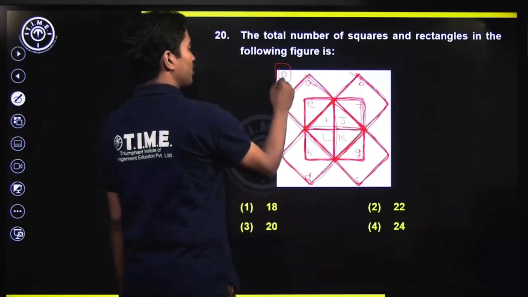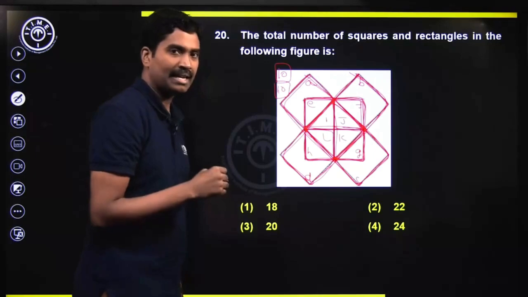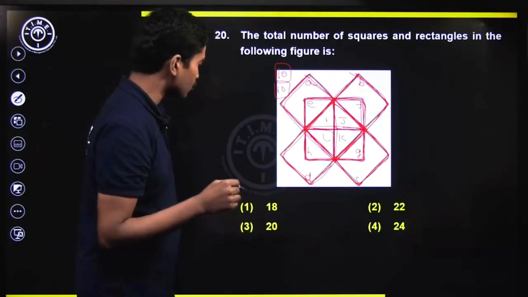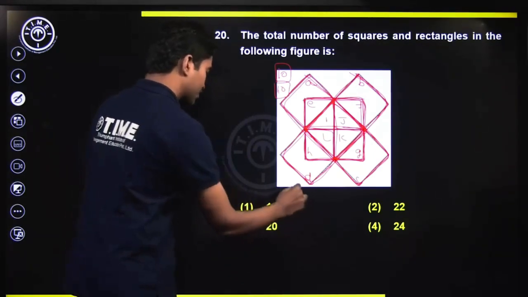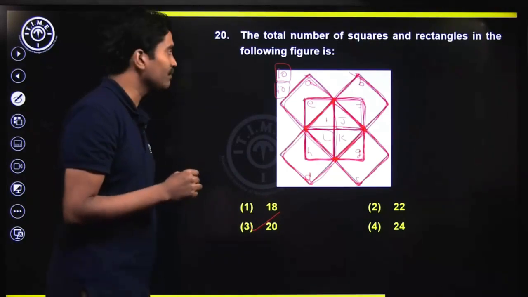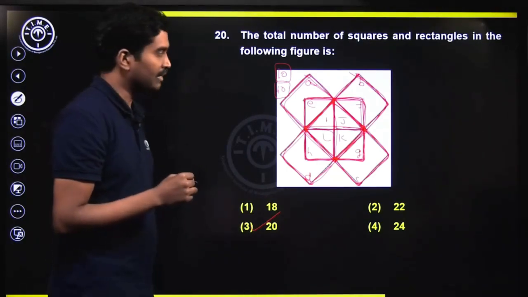So what did we get? We got 10 squares and 10 rectangles, squares only and rectangles only. So the total answer, that's option 3, 20. We got a total of 20 squares and rectangles.